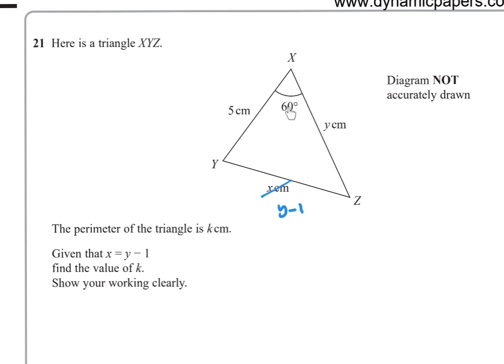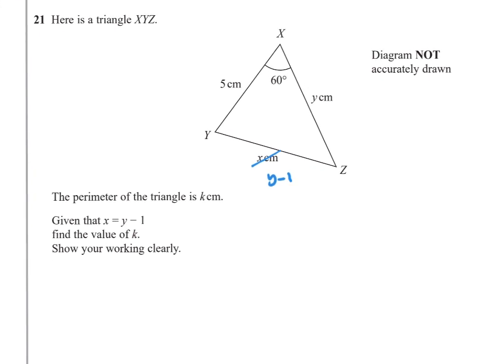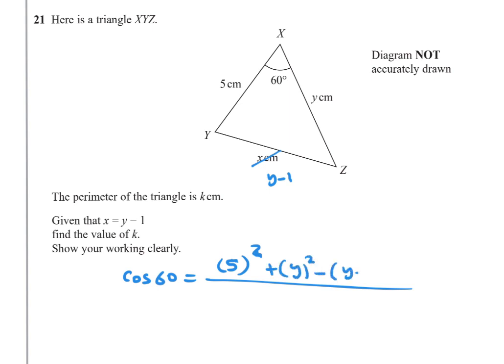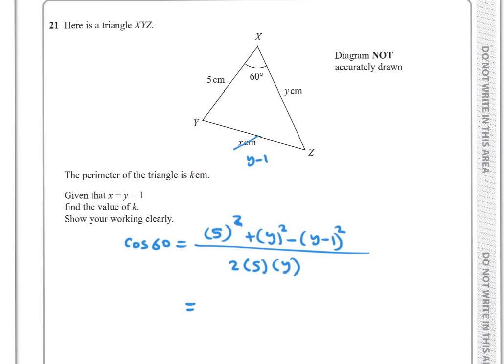From the cosine rule, cosine 60 equals 5 squared plus y squared minus (y minus 1) all squared, over 2 times 5 times y. So we can write cosine 60 equals 5 squared plus y squared minus (y minus 1) all squared over 2 times 5 times y. Cosine 60 equals 1 over 2.